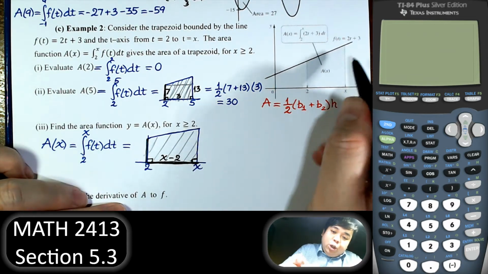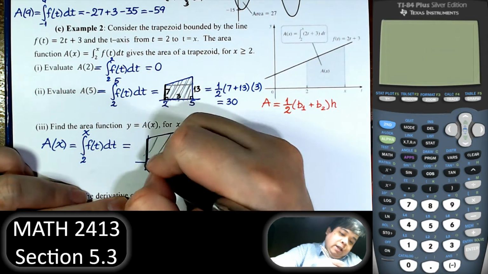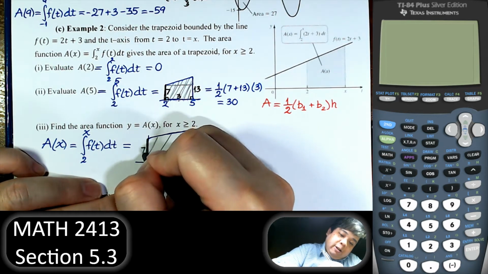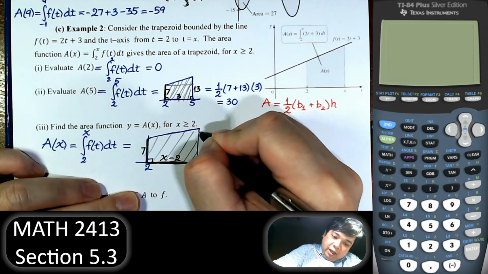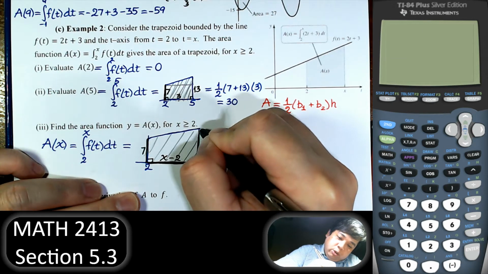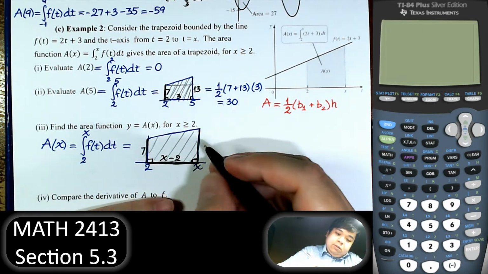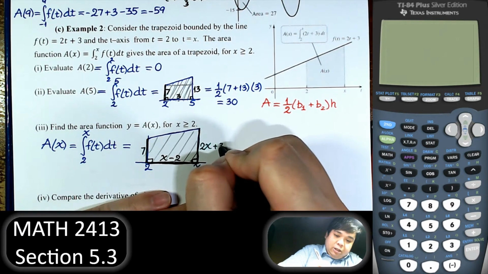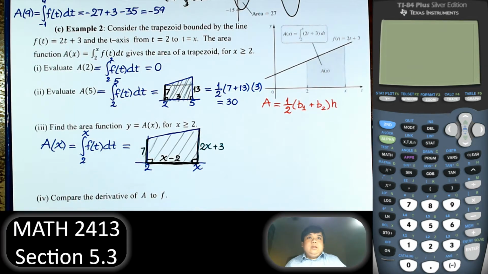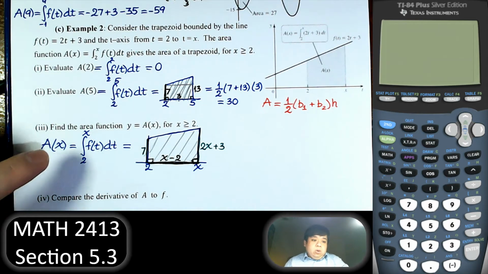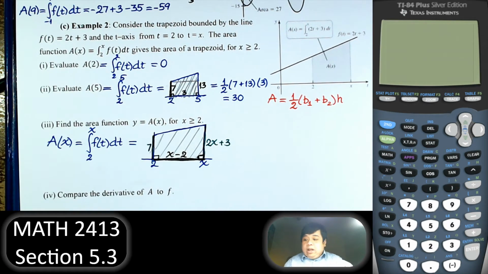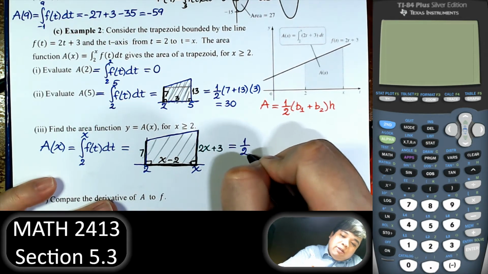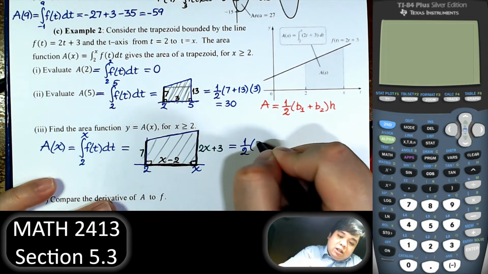Right, put 2 into the function. 2 times 2 plus 3, so this is 7. This base is 7. If we put an x into the function, we will have 2 times x plus 3. Right, so that is the trapezoid. So this area function, we calculate the area of the trapezoid. The area of a trapezoid is 1/2 times base 1 plus base 2 times the height.